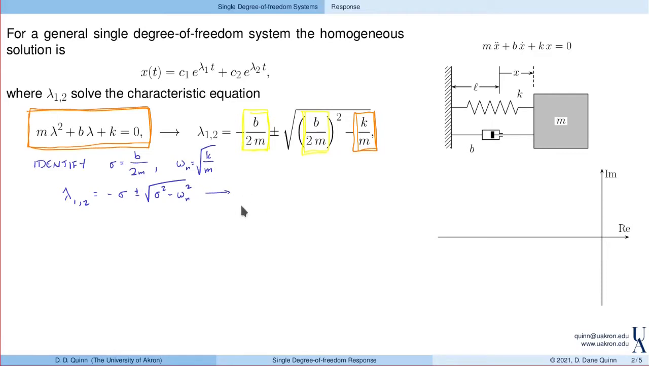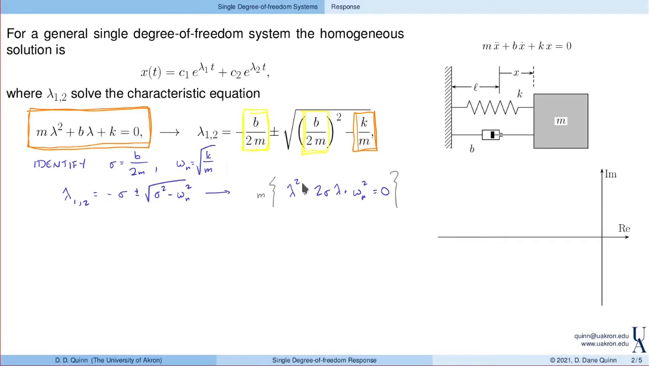In addition, when we go back and rewrite the characteristic equation in terms of these two parameters, we see that it reduces to, actually we can factor out an m, then we have lambda squared plus 2 times sigma times lambda plus omega n squared equals 0. And again, we basically just factored out an m from all of these terms.